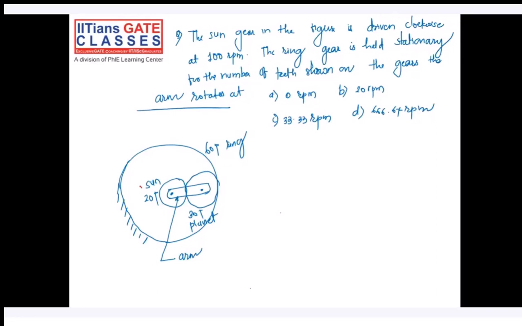Okay, try to solve this. I'll give you one or two more minutes. Anyone? Okay, let me give you some hint here. If you remember the formula: (N sun minus N arm) divided by (N ring minus N arm) is equal to minus T ring by T sun.